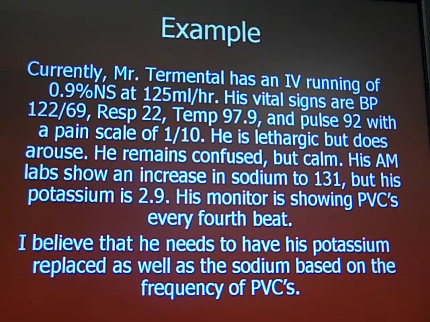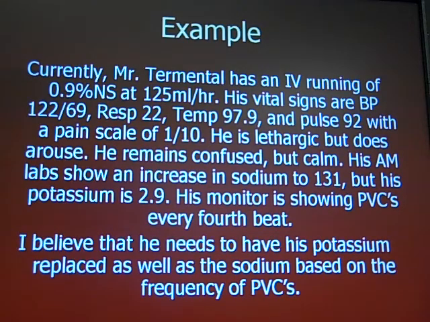Now, the fact that he's confused may or may not have anything to do with his sodium at this point, because we're replacing it. Instead, it may be his dementia, but we don't know. So it's still important to let the physician know that. His AM labs show his sodium is getting better. He's up to 131. Still not normal though, is it?